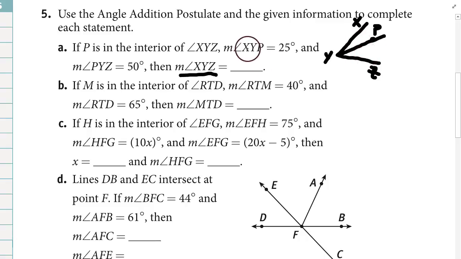Now let's do some labeling. Angle XYP is 25. So X to Y to P, we got to find where that is. That one's 25 degrees. PYZ is 50, and that goes here. The question is, how much is angle XYZ? How much is the large angle if that one's 25 and that one's 50? Add them together and you'll find out it's 75 degrees. I'm going to pause the video for you to try question B on your own.